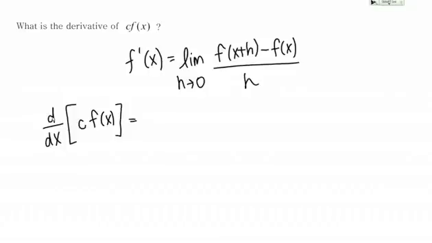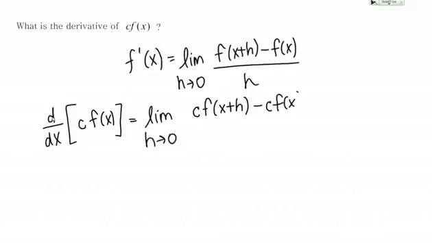Okay, so we want to simply plug our function in to the definition of the derivative. And when we do that, it's going to look like this. So f of x plus h is going to become c f of x plus h minus f of x, which is just c f of x in our case, all over h.